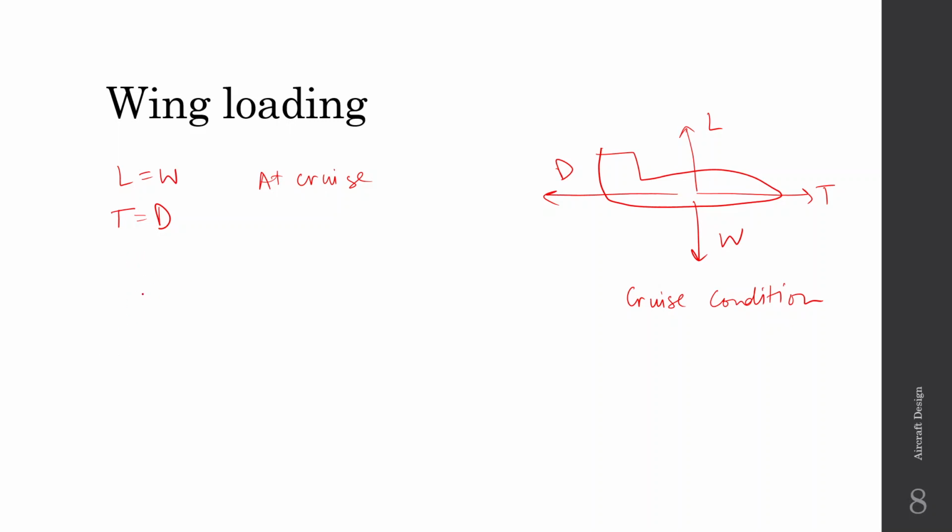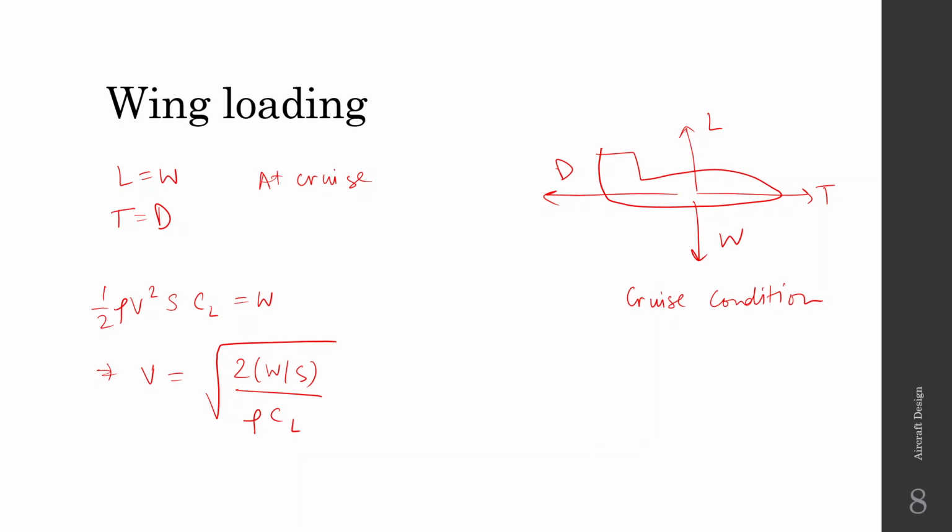Now we'll take the first equation, lift equal to weight, and the lift can be expressed as half rho v square S CL equal to weight. From this we can find out the cruise velocity, and it comes out as the square root of 2 W by S rho CL.